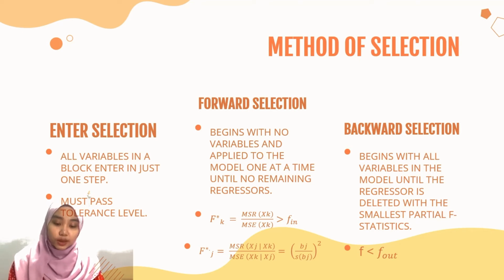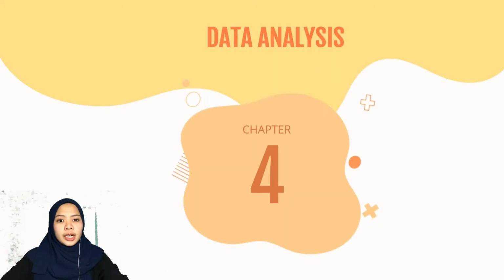Meanwhile, the forward selection method begins with no variables in the model. Then the regressors are added to the model one at a time until there are no remaining regressors that cause the regression sum of squares to increase significantly. For the first entry, the F statistic must have a value lower than F in. Next, in backward selection, the model begins with all the variables. Then the regressor with the smallest partial F statistic is deleted if and only if the F statistic is less than F out. For chapter 4, I will explain the data analysis for this study.